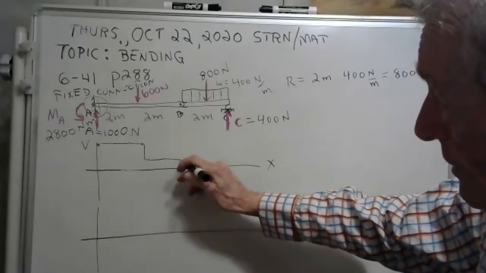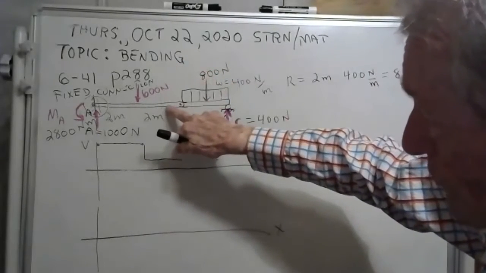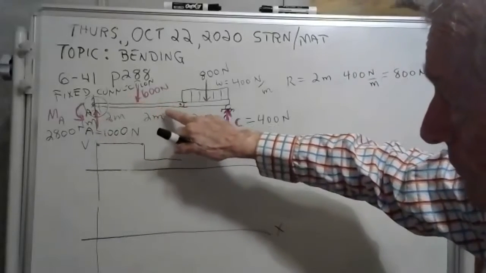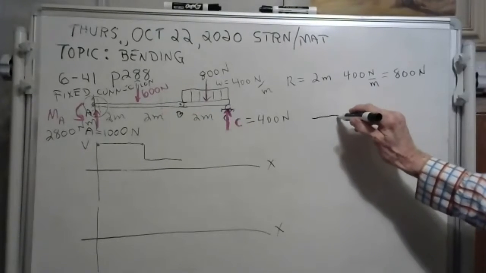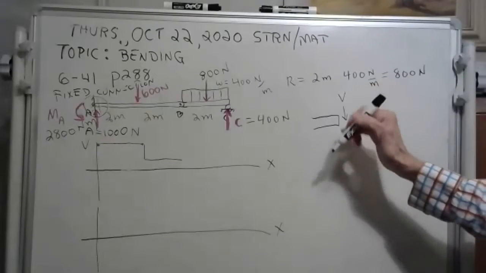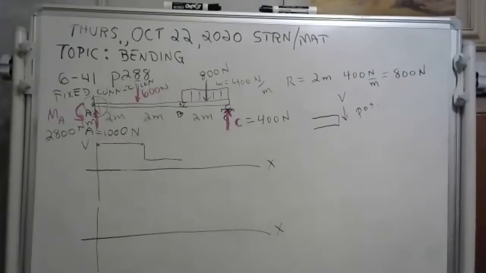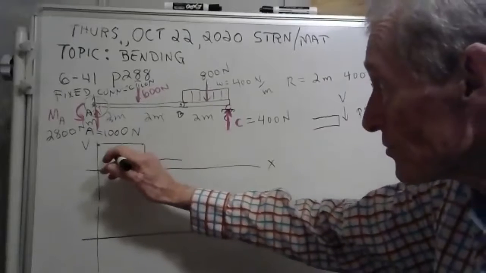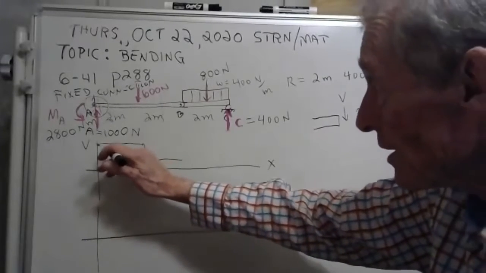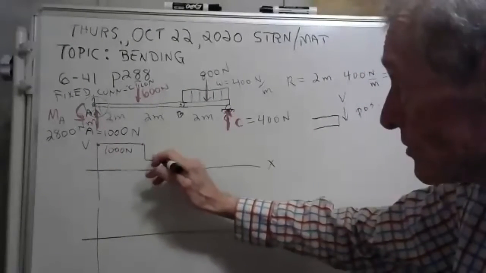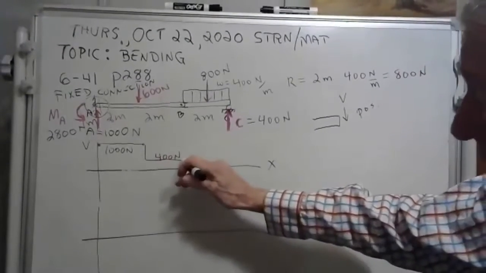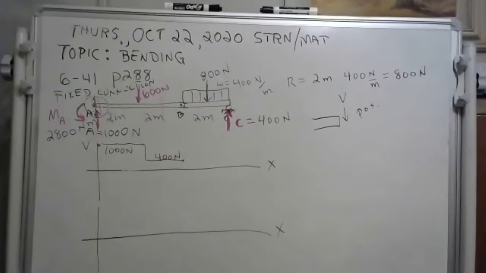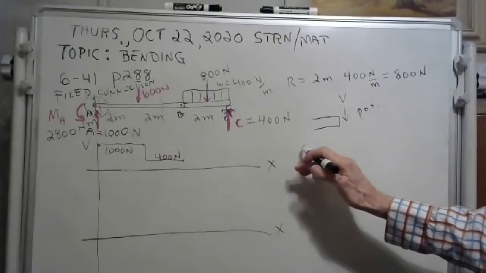Now, if you don't like the way I did that, you could take a section in here. See, if you sectioned it in here, if you have 1,000 going up and 600 going down, don't you have to have 400 going down? Well, 400 going down, let me remind you, if you have a shear force going down on a left-hand member, it's considered positive. So what we got here is we've got 1,000 newtons of shear that's positive. Then we have 400 newtons of shear that's positive. And then what happens is we got this distributed load. Now you can use an equation that goes like this.